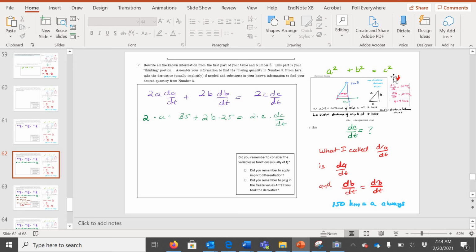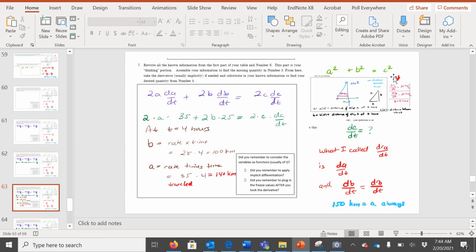If you remember the previous problem, I was able to knock it out at this stage because I just had one letter. But I have a whole bunch of letters here to keep figuring out. So at 4 hours, I do use distance equals rate times time. I lied. B is the rate times time, and 25 is my rate, and 4 is my time, and so I get 100 kilometers at 4 hours. A is the rate times time for the distance that I've covered. So here it's tricky. It's how much distance I've covered to the right.